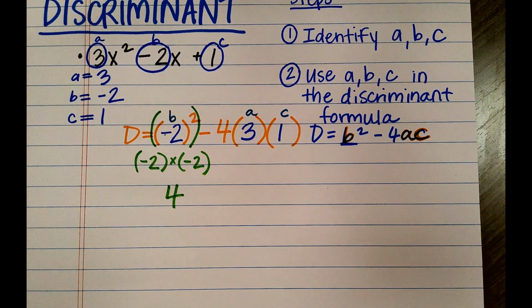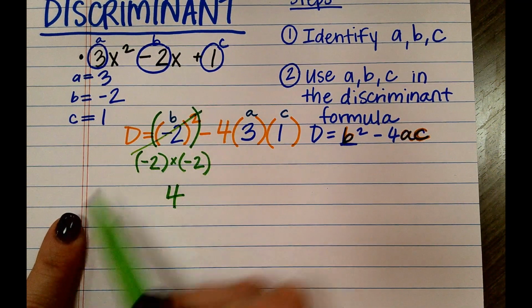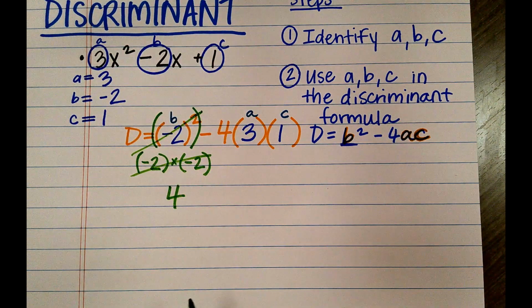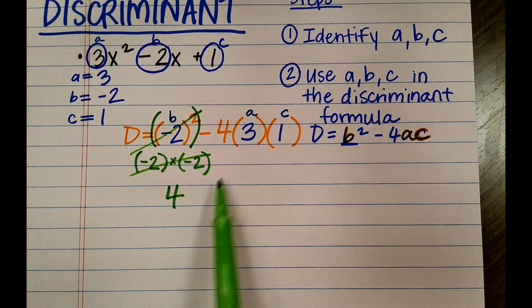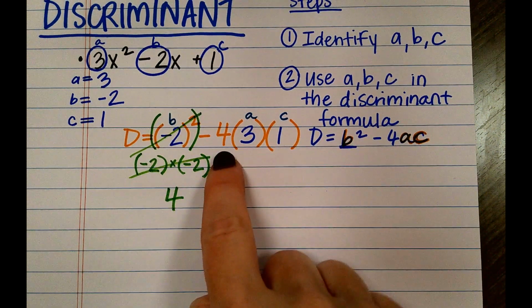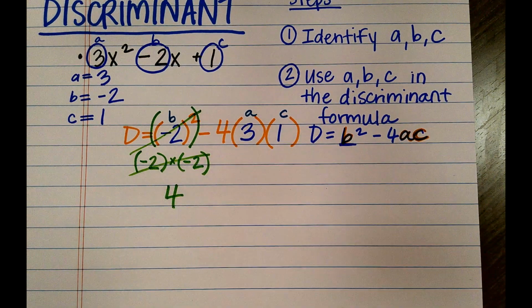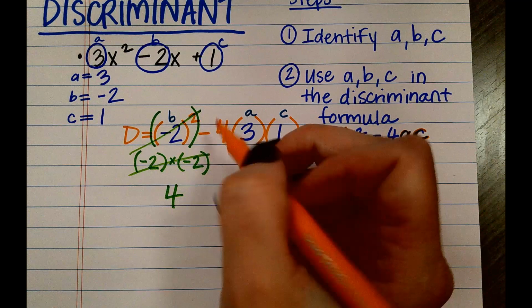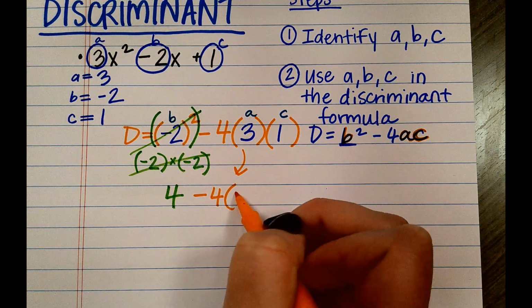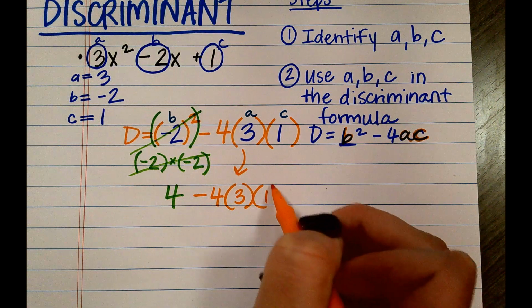Okay, so I can cross that off because I'm done with it. I have 4. What do I still have left up here? 3 and 1. We still have -4 times 3 times 1. So let's bring that down. I have -4 times 3 times 1.